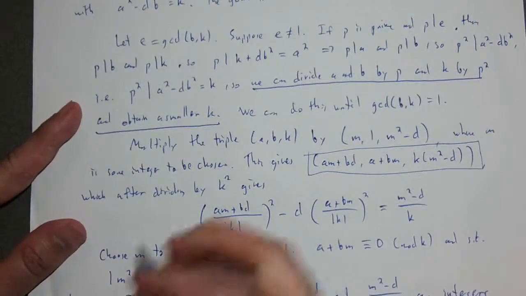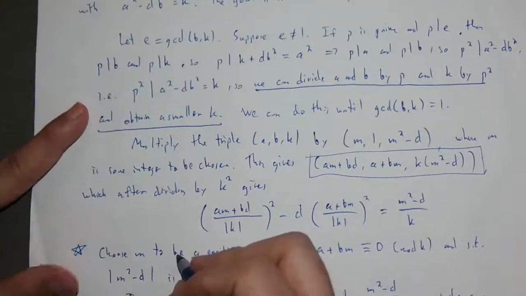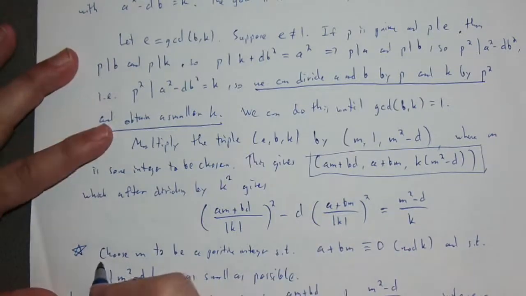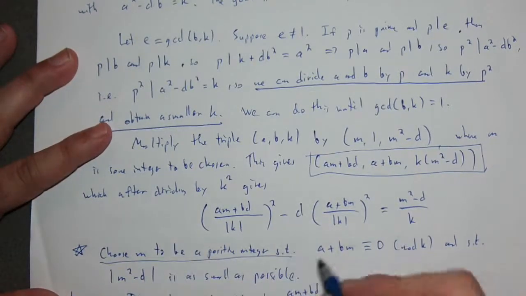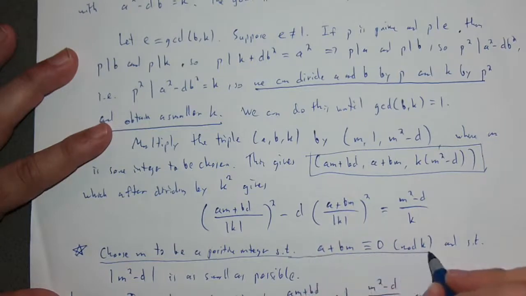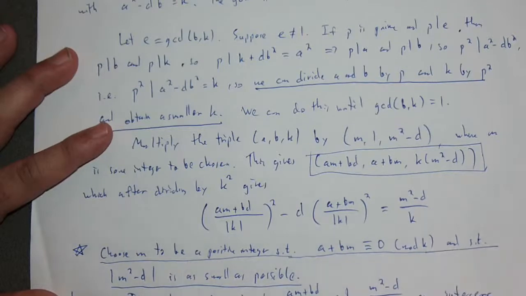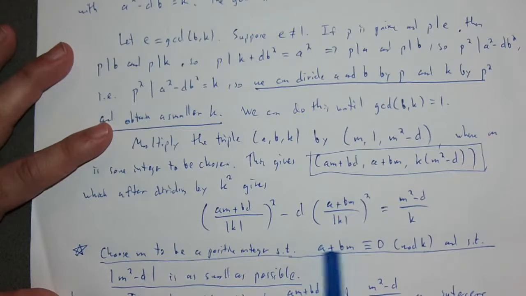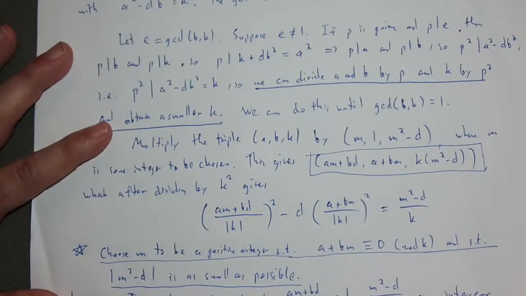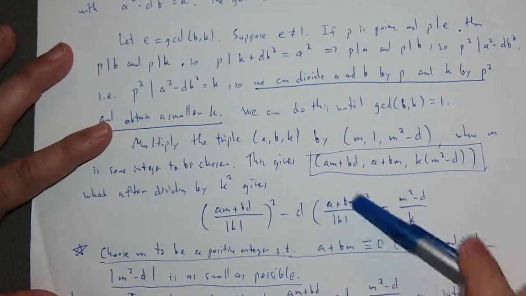The idea, this is the important part. After I've done this process, I choose m to be a positive integer such that a plus bm is congruent to 0 mod k, and such that the absolute value of m squared minus d is as small as possible. So what does this do? If a plus bm is 0 mod k, it means that k divides a plus bm, so that this thing is an integer. Choosing m in this way guarantees that this thing is an integer.